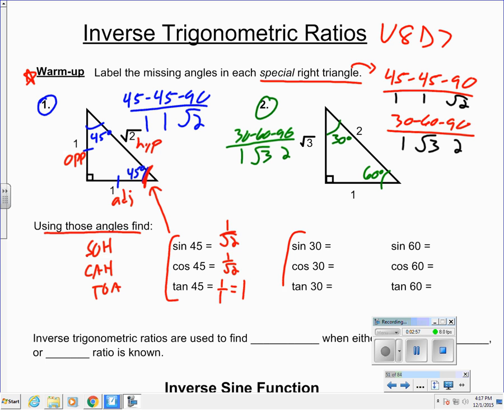For this next group, 30-degree angles, we're going to look at the 30-degree angle on the 30-60-90 triangle. So here the 1 is opposite, square root 3 is adjacent, and the 2 is hypotenuse. So the sine for 30-degree angle is 1 over 2, opposite over hypotenuse, cosine is adjacent over hypotenuse, square root 3 over 2, and then tangent for 30 is opposite 1 over adjacent square root 3, so write that as 1 over square root 3.